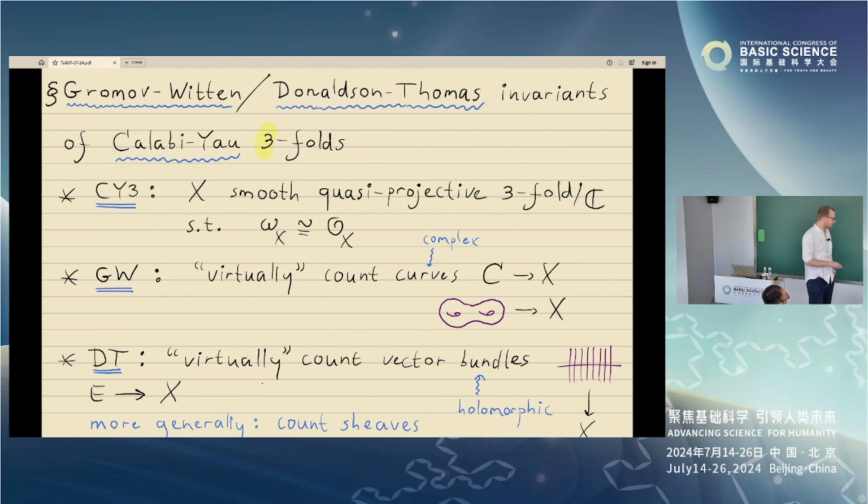And very roughly speaking, Gromov-Witten invariants are counts of complex curves C mapping to X, whereas Donaldson-Thomas invariants, on the other hand, count holomorphic vector bundles E over X. But more generally, we allow the vector bundles to be supported on submanifolds, complex submanifolds of X, or even more generally, we will allow them to be coherent sheaves. So I'll come back to these more precisely in a minute.